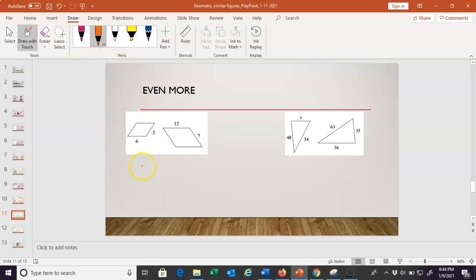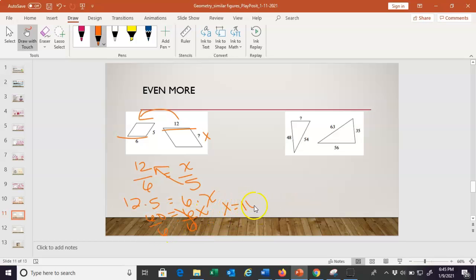We're going to have, let's see, let's go this shape to this shape. We're going to have 12 over 6, because those are the long bases, equals x over 5. We don't know. So we have 12 times 5 equals 6 times x. That's 60 equals 6x, and then we'll just divide by 6. X is 10.